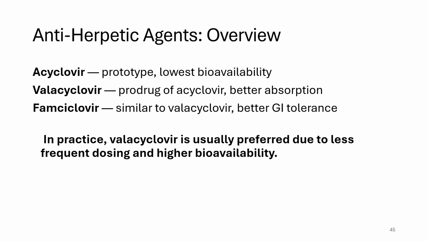A quick high-yield overview of the anti-herpetic agents that you'll see used most commonly. Acyclovir is the prototype drug. It works well, but it has the lowest bioavailability, which means patients have to take it more often. Valacyclovir is a prodrug of acyclovir. It gets absorbed much better, so dosing is less frequent. Because of that, this is typically the go-to option in clinical practice. Famciclovir is very similar to valacyclovir in effectiveness, but tends to have better GI tolerance for some patients. So valacyclovir overall is usually preferred because it's easier for patients to take and has better bioavailability.